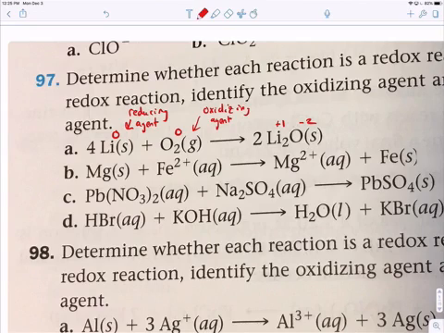And oxygen is also the most common oxidizing agent. So part B, magnesium is 0, iron is +2, goes to magnesium +2, iron 0. This is an oxidation reduction. Written the same way, magnesium is being oxidized, therefore it's the reducing agent. And then iron +2 is the oxidizing agent.